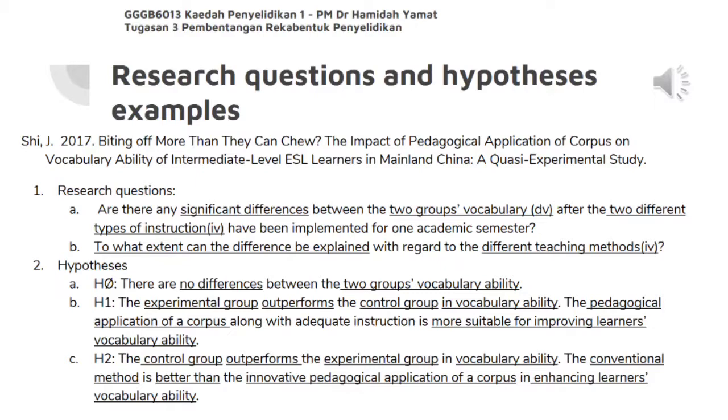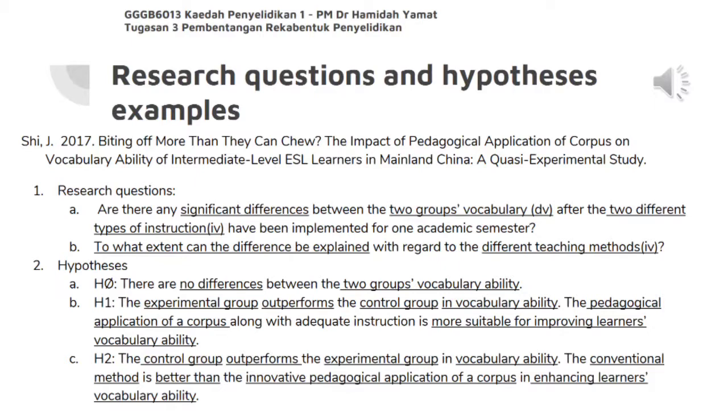The last examples of quasi-experimental research questions and hypotheses can be demonstrated in a study by Shi 2017. In his or her research questions, 1A refers to a primary research question, a comparison question that attempts to identify differences in vocabulary ability between a treatment and a control group. 1B is a secondary research question, which is a descriptive question that attempts to identify participants' responses to the independent variable, referring to different teaching methods.